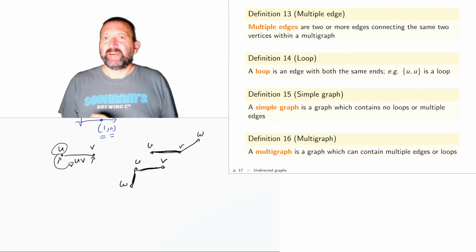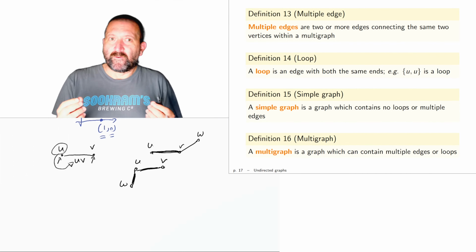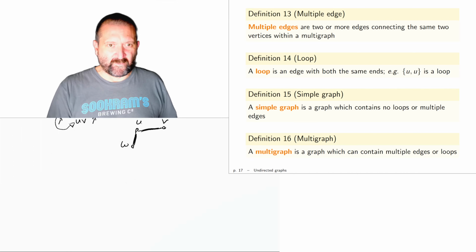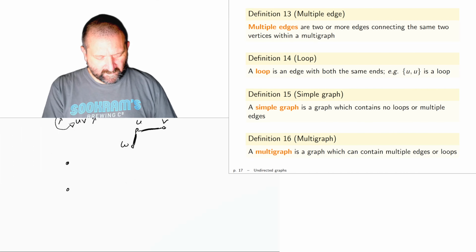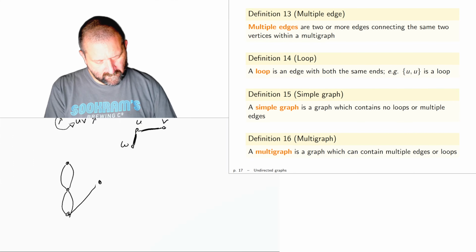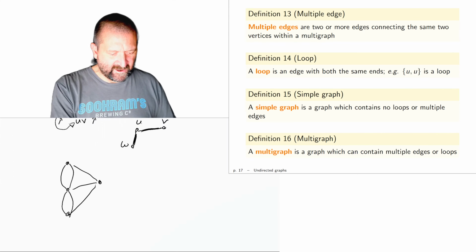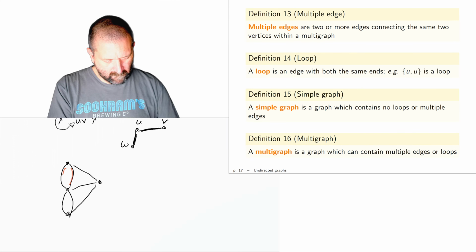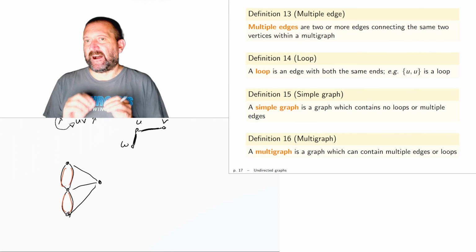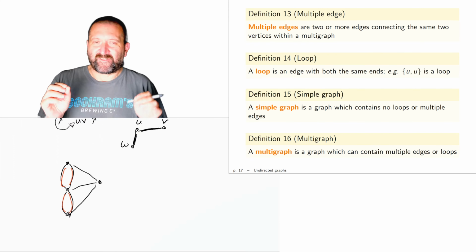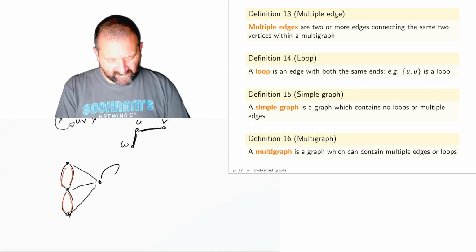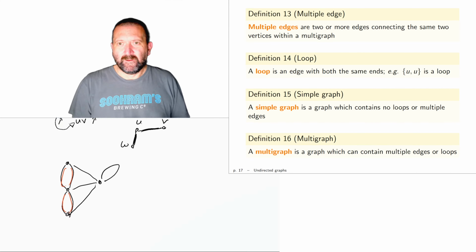A multiple edge is when two vertices are connected by more than a single edge. So if we go back to the problem of the bridges of Königsberg, remember that we had a graph that looked something like so. Well, these edges here are multiple. A loop is an edge that has the same ends. Remember the ends are the two ends of the edge. So this, for example, if I added this here, that would be a loop.